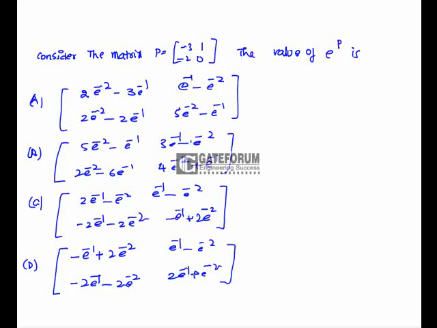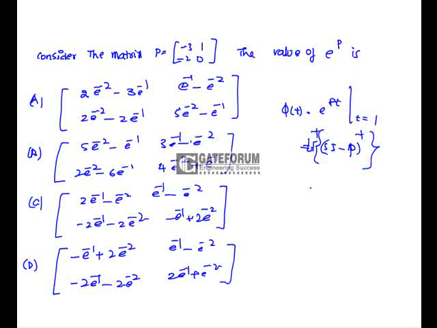Consider the matrix P, which is given as [-3 1; -2 0]. The value of e^P is. Here, find out the transition matrix e^(Pt) and substitute t equals 1. e^(Pt) is nothing but the inverse Laplace transform of (sI minus P) whole inverse. Then we will get option D.